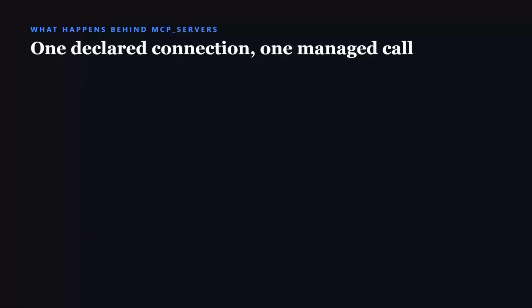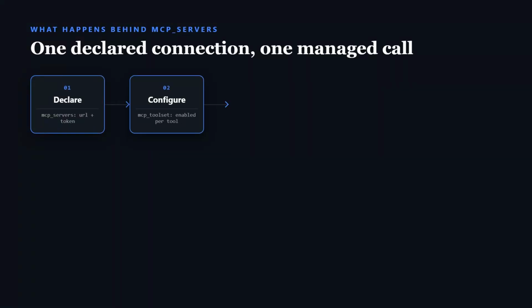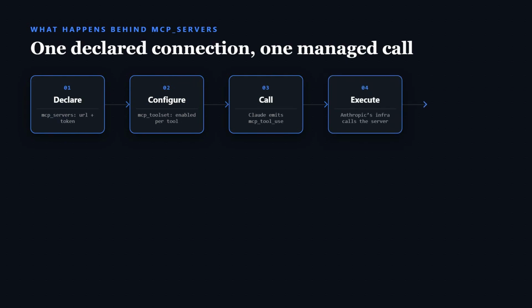Here's what the connector actually does behind the scenes. You declare a server's URL and token. You configure which of its tools are enabled in a toolset. When Claude decides to call one, it emits an MCP_tool_use block, and Anthropic's own infrastructure, not your code, makes the call to the remote server and hands back an MCP_tool_result.